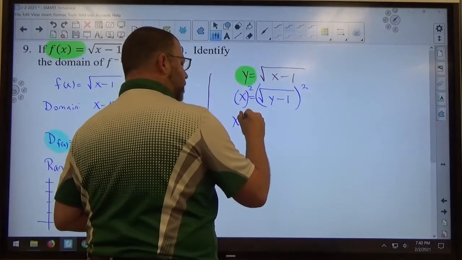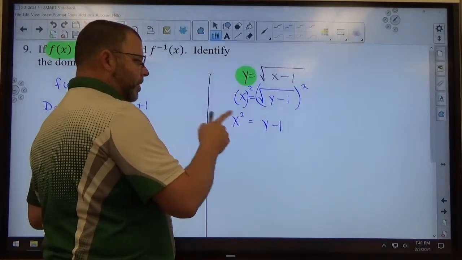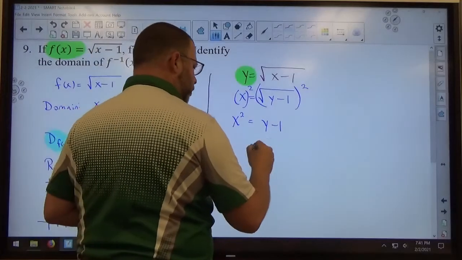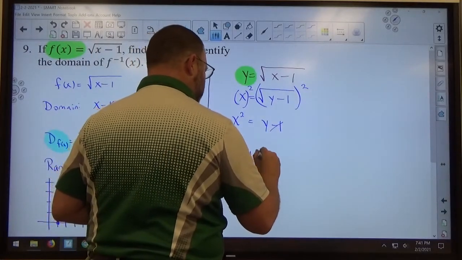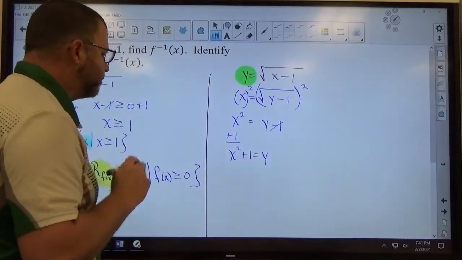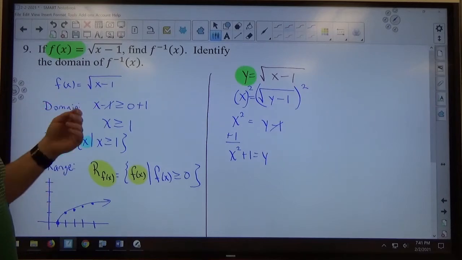So the left-hand side becomes x squared. The right-hand side is y minus 1. And then once I get y minus 1 equals, I'm going to move the 1 over. So plus 1, x squared plus 1 equals y. Right. Now, first off, y equals x squared plus 1, once again, is a function.